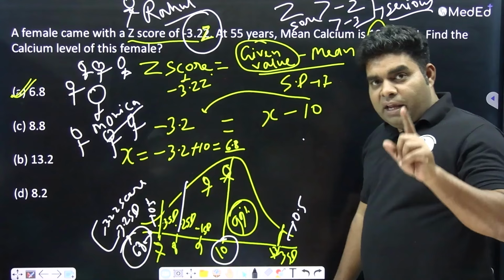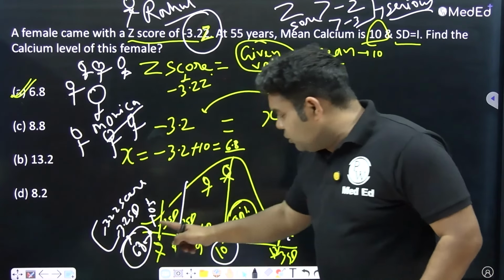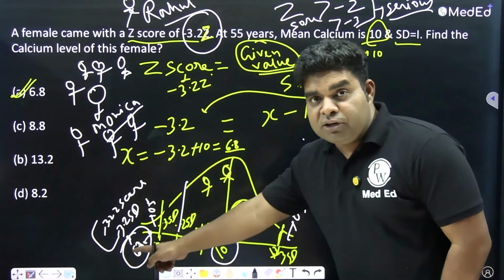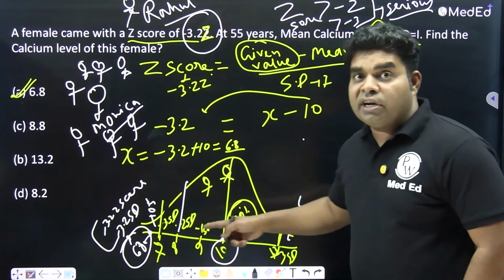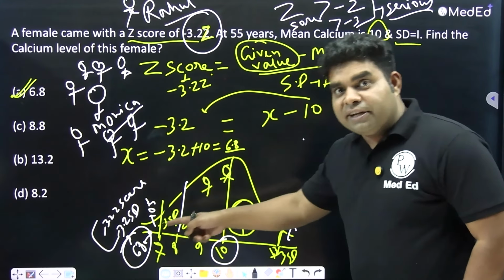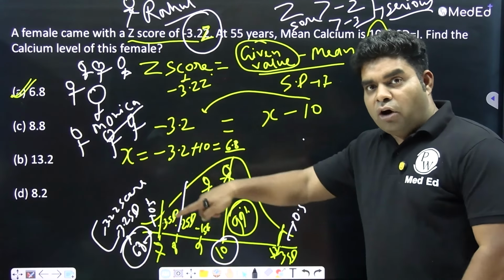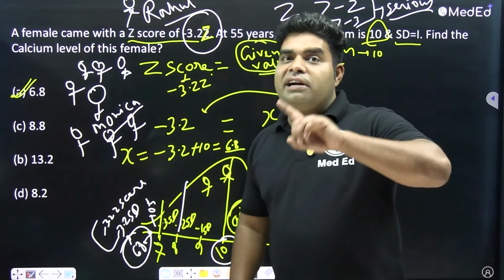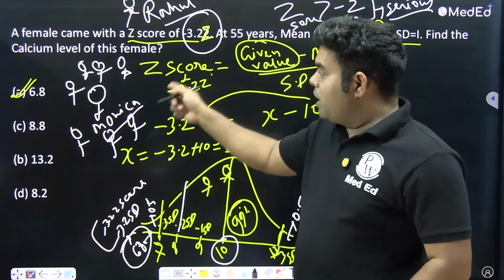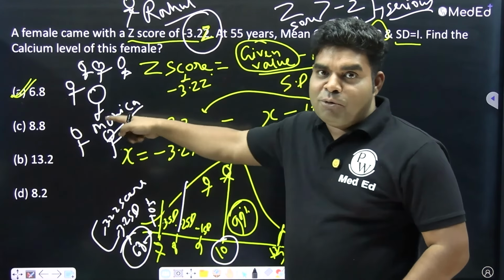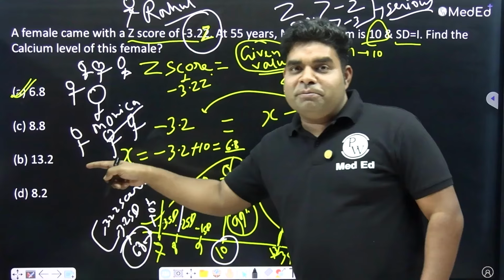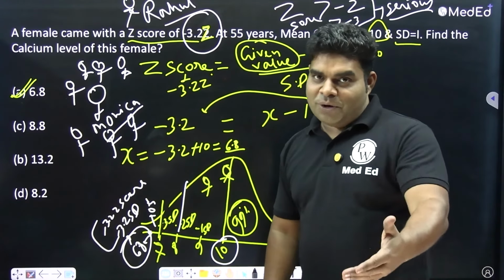Are you getting it? If I want to know how far our patient is from 10, our patient is 3.2 standard deviations away from 10. That is Z score, one patient's distance from the mean. But if I want to know how far each patient is from the mean, that is standard deviation. How far each student is from Monica, standard deviation. How far Rahul is from Monica, one student from the mean of the class, that is Z score.